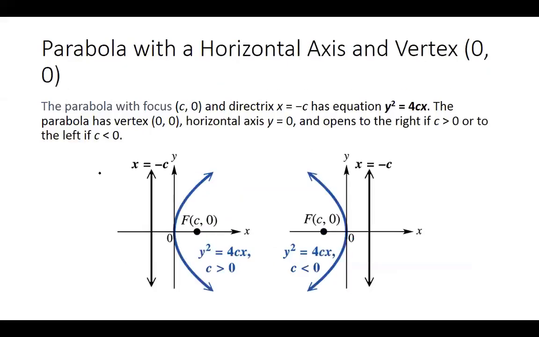The parabola with the focus (c, 0) and the directrix x equal to negative c has the equation y squared equals 4cx. This is another formula you want to include in your summary sheet. The parabola has a vertex at the origin, horizontal axis y equal to 0, and opens to the right if c is positive, or opens to the left if c is negative. And that would be the graph.